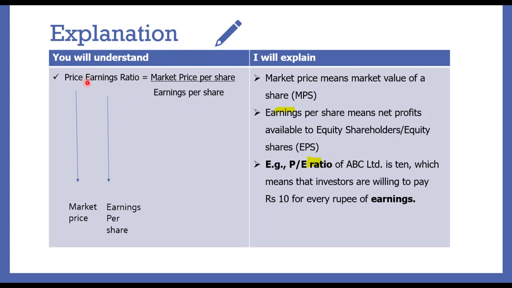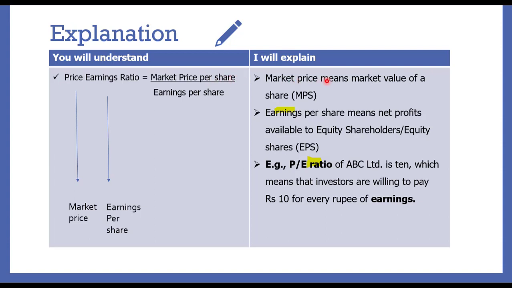And the next word is earnings. Earnings represents the earnings per share. So this comes as the next component, and basically it comes to the denominator. So this price comes to the numerator and this earnings comes to the denominator. So now the formula goes like this: market price per share divided by earnings per share. Okay.